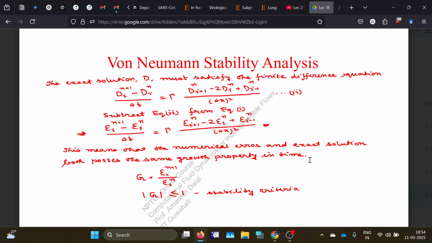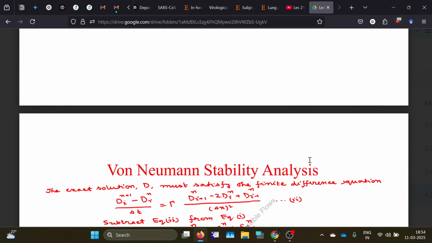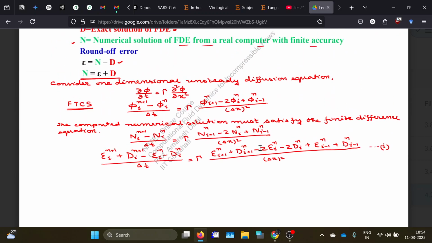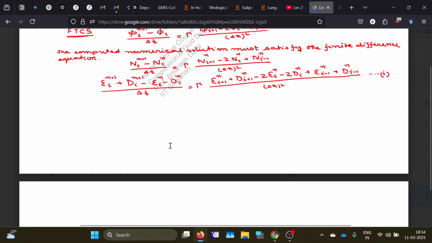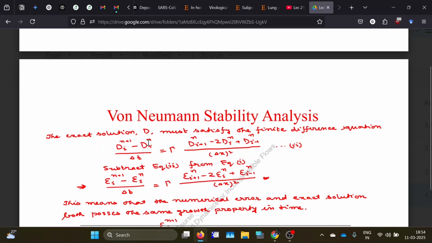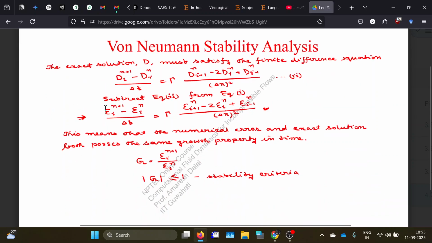From the same solution we have truncated some terms. So n is the derivative solution of d, and we are truncating the epsilon terms, right? Basically, the same equation is satisfied by three different things: by n, which is the numerical solution, by d, the exact solution, as well as the error, epsilon.